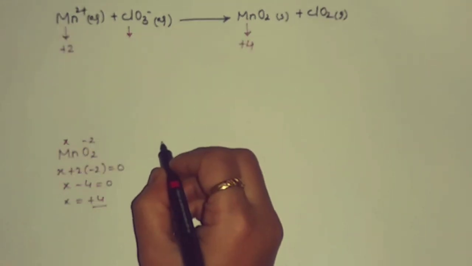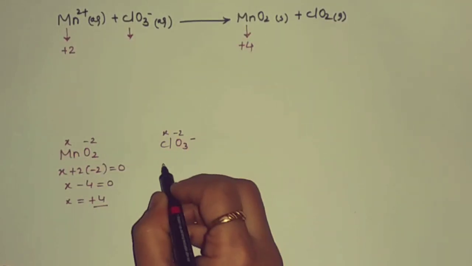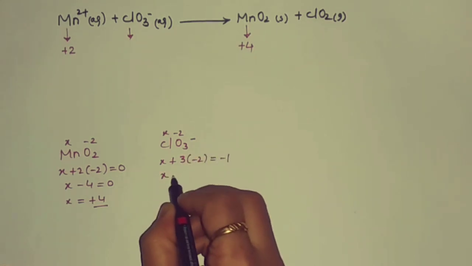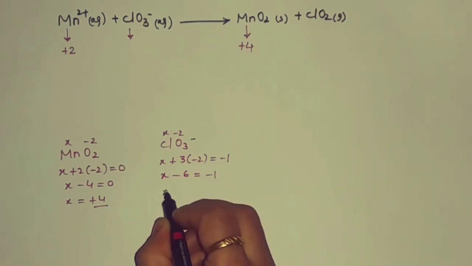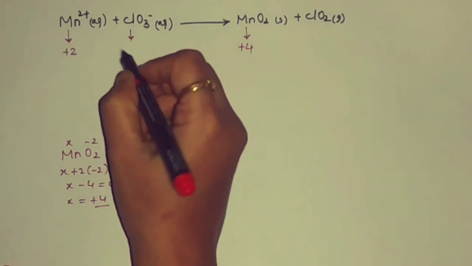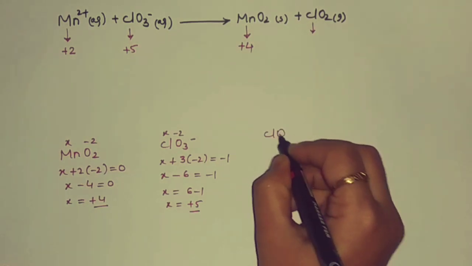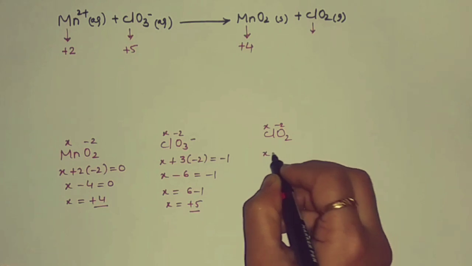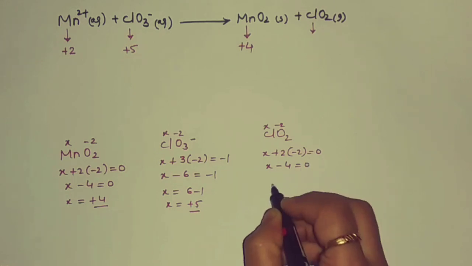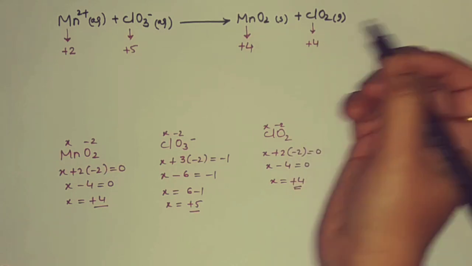Similarly, we need to find out for Cl in ClO3-. So Cl is X, oxygen is -2. X plus 3 into -2 is equal to -1. X minus 6 is equal to -1. X is equal to 6 minus 1. X is equal to +5. In case of Cl in ClO2, X plus 2 into -2 is equal to 0. X minus 4 is equal to 0. X is equal to +4. That is the oxidation number of Cl in ClO2.